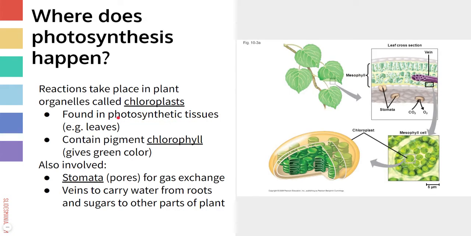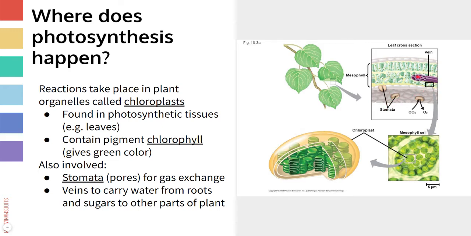So, if we're thinking sort of zooming in to a leaf structure, I just talked about these little pores that you'll find in the leaves, and the technical name for them is stomata. And so, any sort of gas exchange is going to happen through these pores. So, like I said, carbon dioxide is going to come in, and oxygen is going to come out. So, stomata are just little holes in the leaf that let gases come in and out.